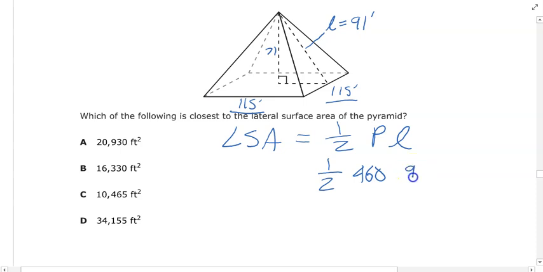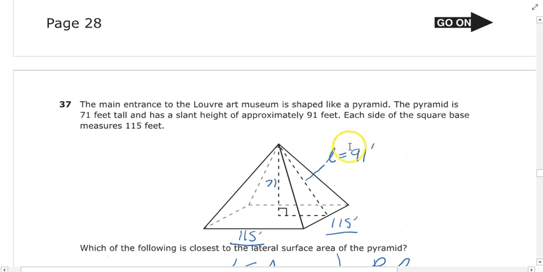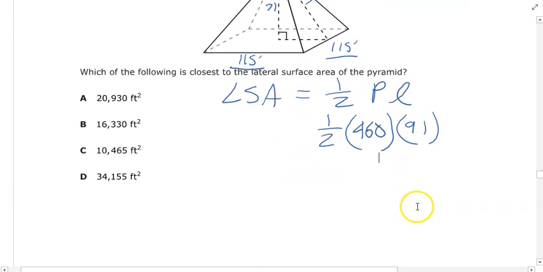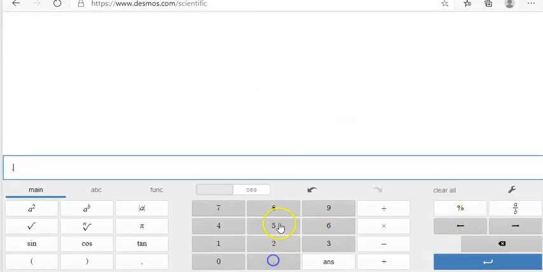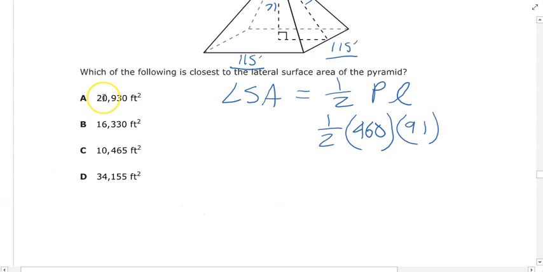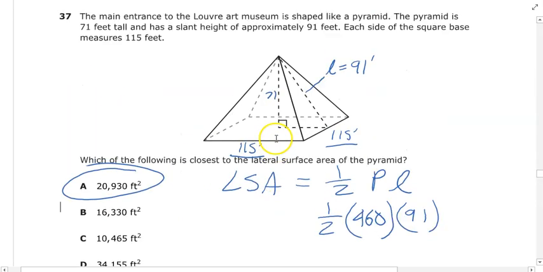And the lateral height is 91. That was given to us. Slant height and lateral height are the same thing. So yeah, 1/2 times 460 times 91. Let's plug that in the calculator. 1/2 times 460 times 91. We get 20,930. So 20,930. Answer choice A. Exactly what we got. Square feet was surface area. Yep.